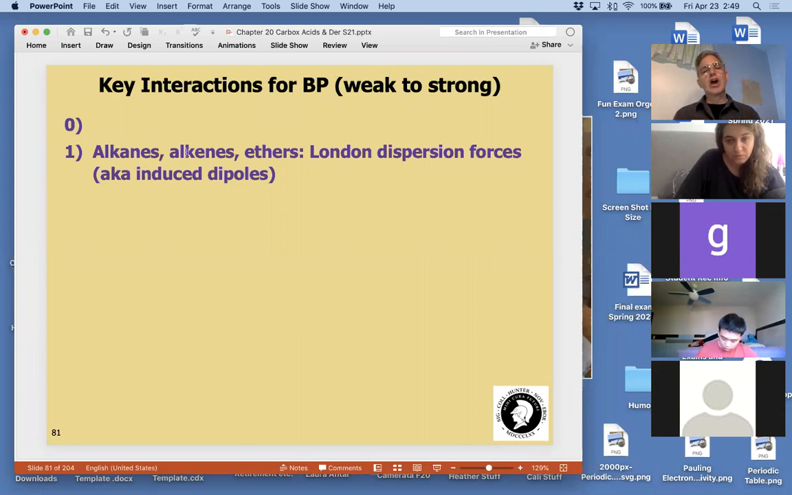Alkanes, we haven't talked about alkenes. They go here too, and ethers. London dispersion forces. They're all induced dipoles. They're all temporary dipoles. Pick your term. They all three mean the same thing. Ethers have dipoles that are totally insignificant. If they were significant, they'd be higher boiling. They add nothing. So the major interaction in all three of these is London dispersion forces. Okay.